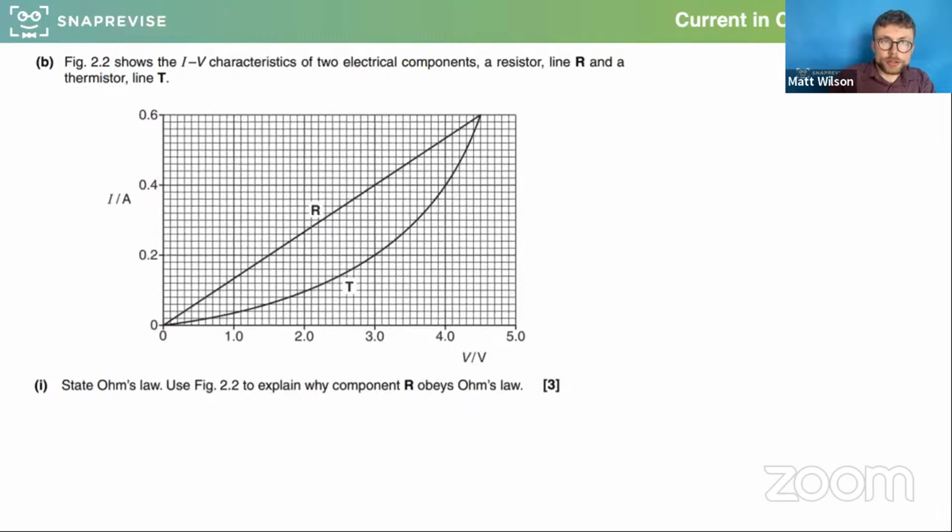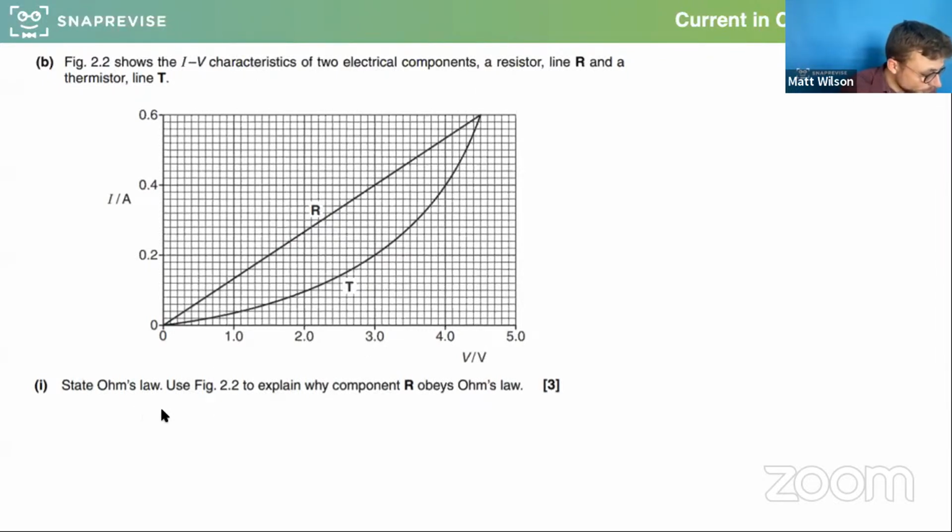So in this question, we're given the IV characteristics of 2 electrical components, a resistor, line R, and a thermistor, line T. In part I, we're asked to state Ohm's law, and to use figure 2.2 to explain why component R obeys Ohm's law. So let's start off by stating it. It's not something we've talked about yet.